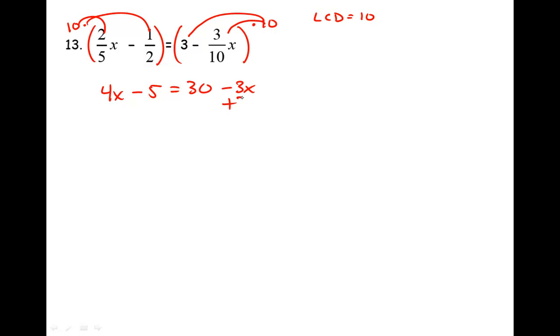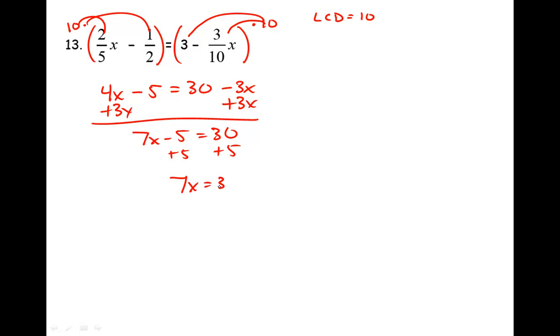I would add 3x to both sides. I would get 7x minus 5 is equal to 30. And doing my order of operations, or solving for x, I would get x is equal to 5.